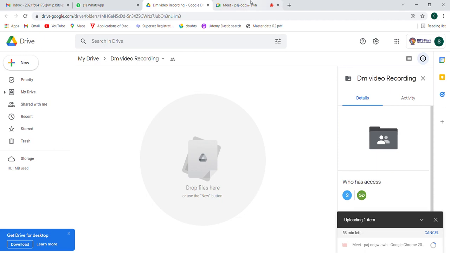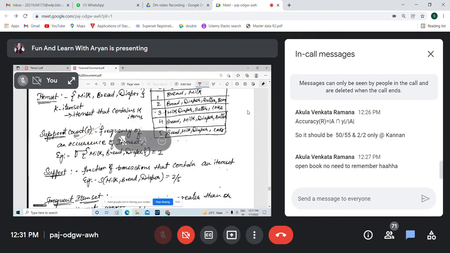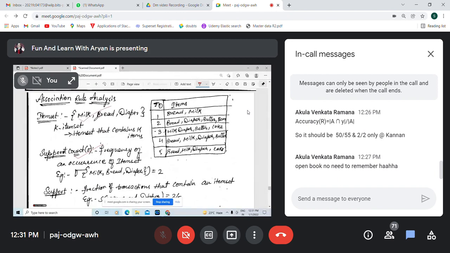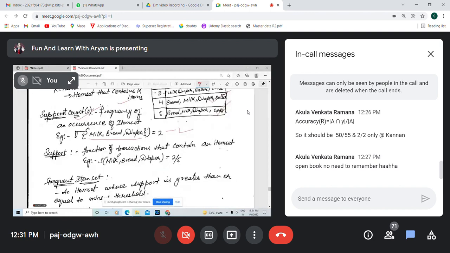The support count here is the frequency of occurrence of an item set. Now, this is the item set given: milk, bread, and diaper. It contains K items. Now, what is your support count? How many times is this combination occurring? Milk, bread, diaper, here, here. So what is your support count? 2.